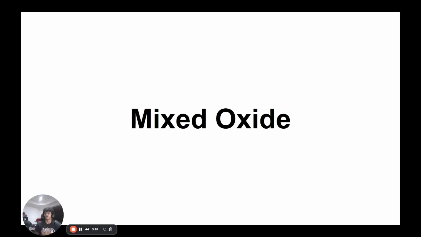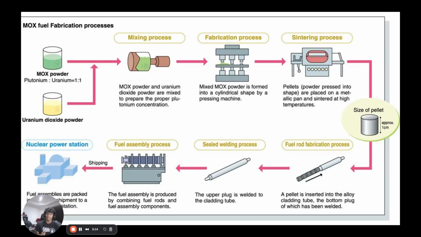MOX is mixed oxides. To create them, you include uranium, well, and plutonium. Plutonium being a byproduct of uranium dioxide's nuclear waste. You then combine those two together, you fabricate them, you sinter them, you smash them together, create the rod, assemble the rod, send it to a nuclear power plant, then you have good old energy.